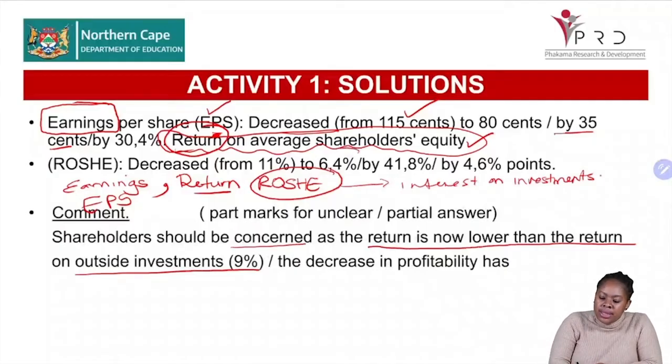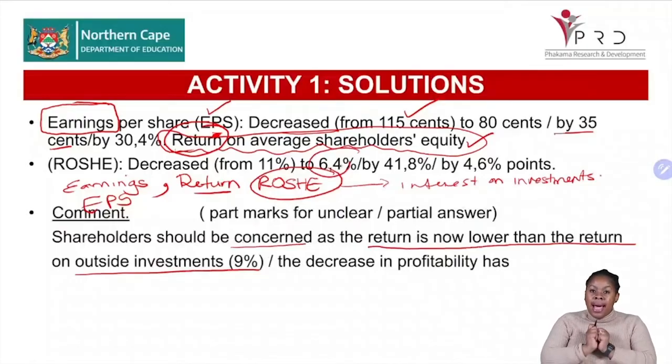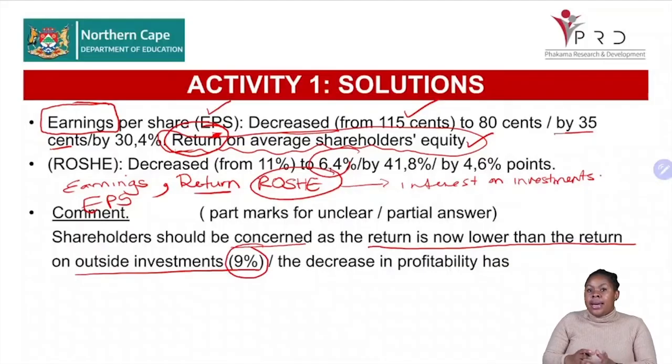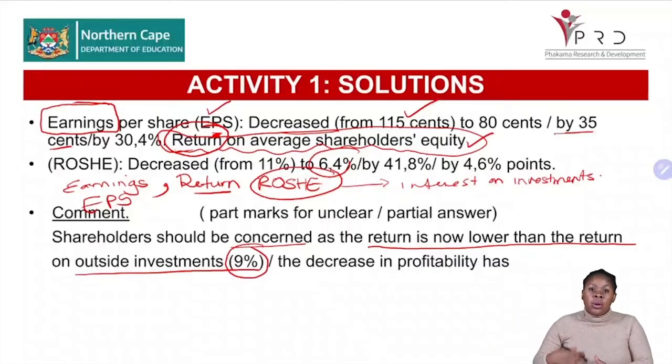And I'm only receiving 6.4% back. Are we following? While I could have taken my 100,000 and invested it in an alternative investment and I would have received 9% back. So I would have earned more interest, or received a bigger return, in a different investment rather than investing in this particular company. All right, so that is the situation there.